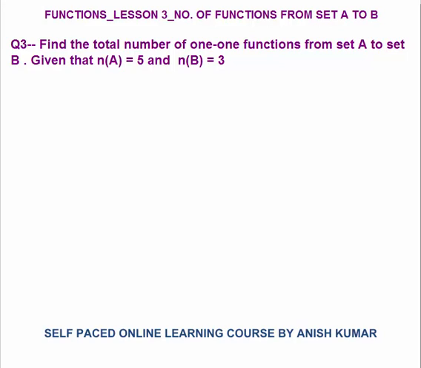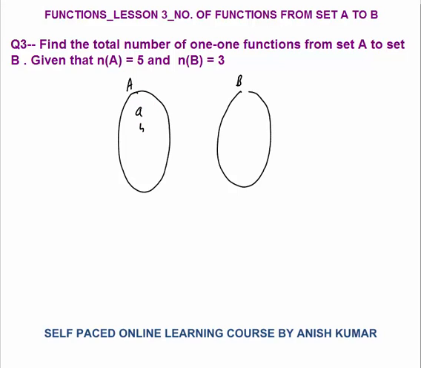Now question 3 is: find the total number of 1-1 functions. This specifies 1-1 functions from set A to B. A has 5 elements and B has 3 elements. Now A is the input set and B is the output set. The input set has 5 elements, so I am taking 5 balls A, B, C, D, E. And B has 3 elements, so I am taking 3 boxes. These are the balls, these are the boxes.